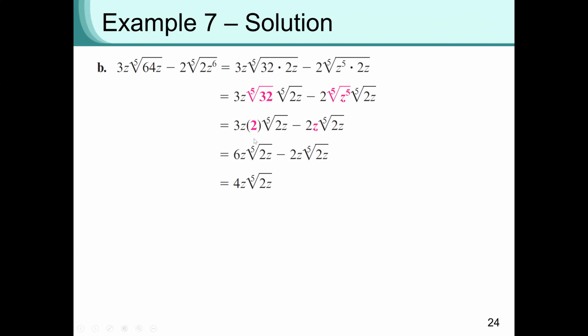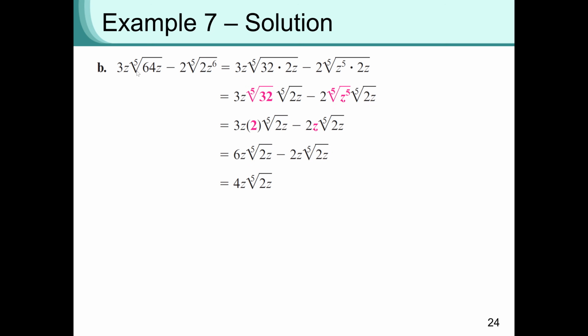Then from here, we can say that 2 times 3 is 6z. The units are the same now: the fifth root of 2z, the fifth root of 2z. So 6z minus 2z. So here we can say that 6 minus 2z will give me 4z. And as we said, the units are the same, so we keep the unit.